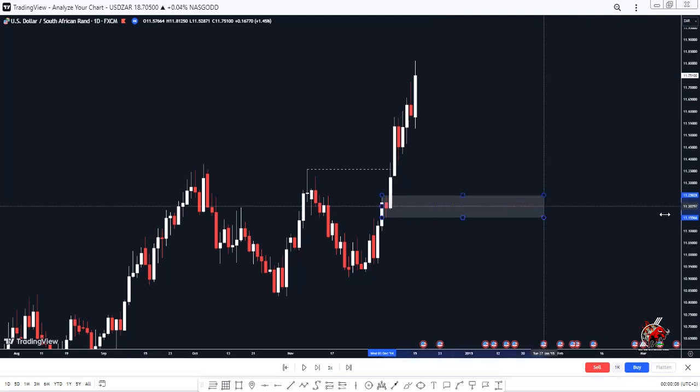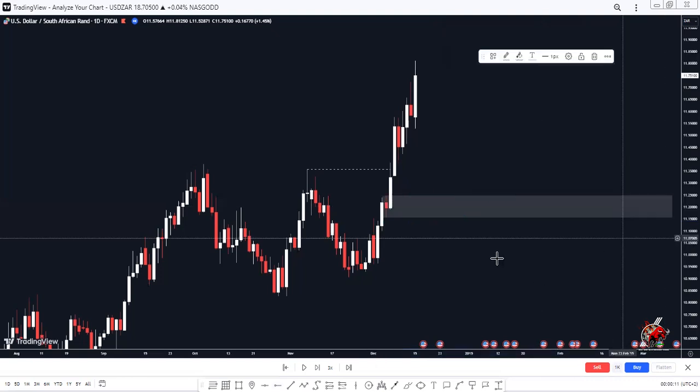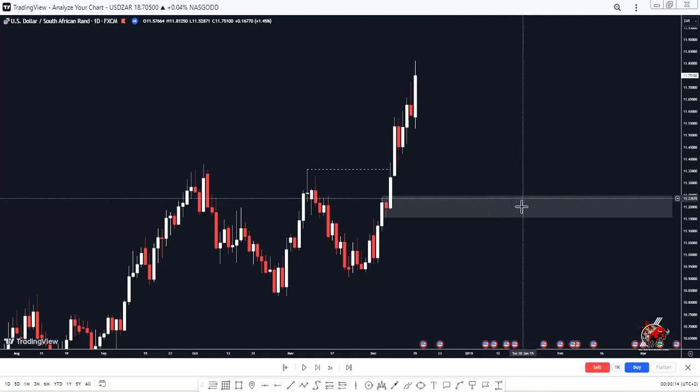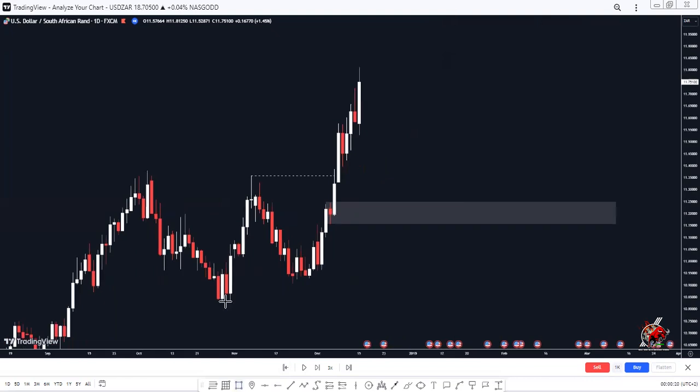After marking it out, we extend it. We wait for the market to do what? To come all the way down here to mitigate the order block and go up again, right? Let me just mark this one as well because it's mitigated as well, right? All right, so let's see what the market did on this order block right here.